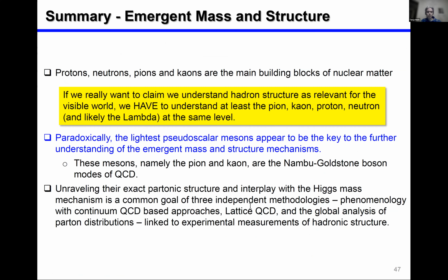And so I will summarize at this moment. I guess I'm really running out of time. So let me summarize. I hope I was able to convey to you today that, in my mind, protons, neutrons, pions, and kaons are the main building blocks of matter.